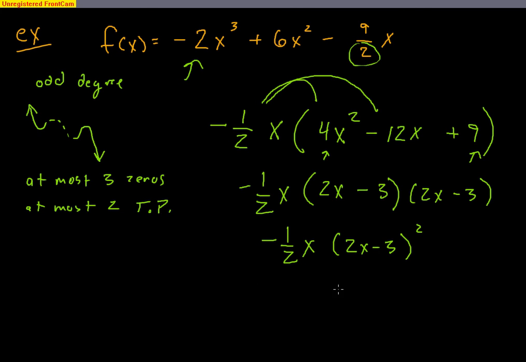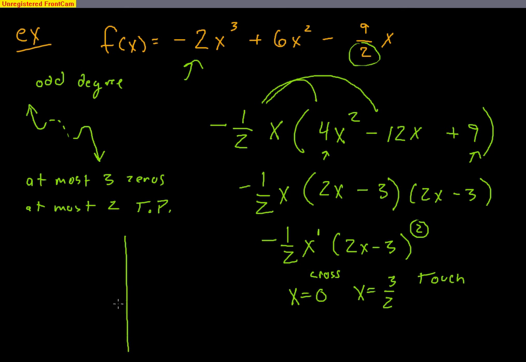All right, so that means I have a zero of 3/2, and that's going to be a touch because it has an even multiplicity. It was repeated twice. This negative 1/2 x right here is going to make a 0 at 0, and that's going to be a cross because it has a multiplicity of 1.